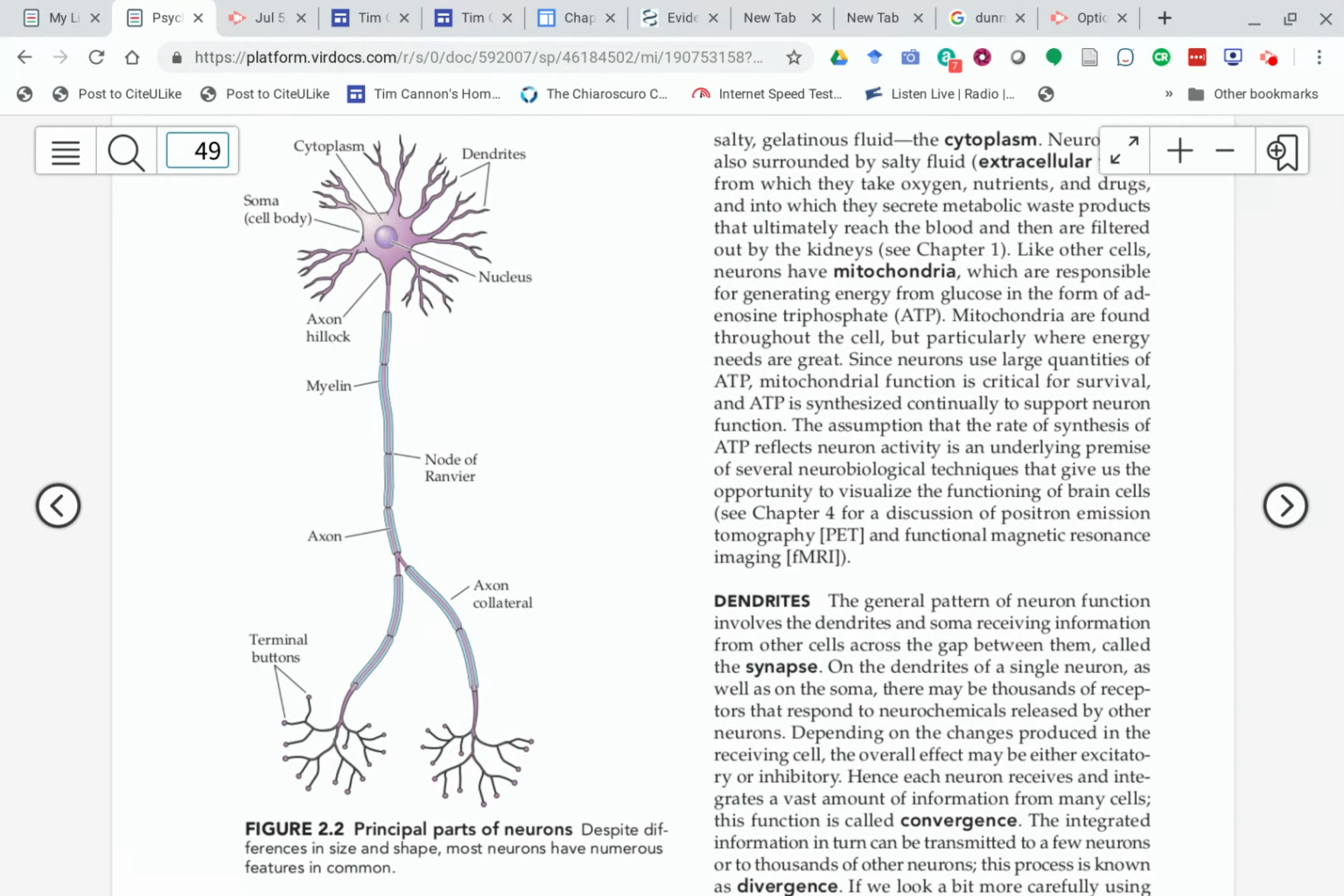I had Guillain-Barré in high school, where my myelin was attacked by my immune system, not in the central nervous system where MS happens, but in the peripheral nervous system. That was kind of fun.